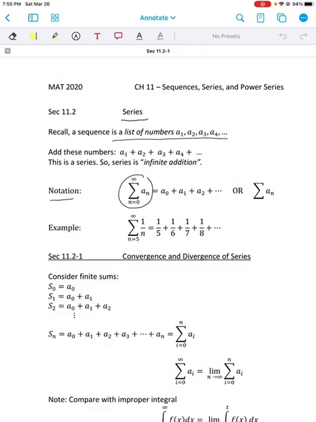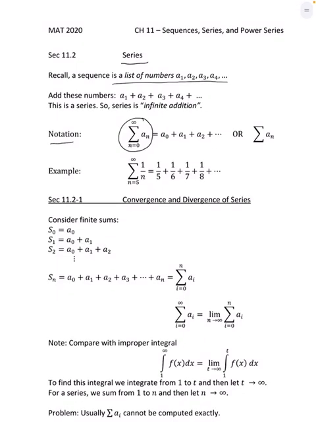Instead of the bracket or braces, we are using this summation notation because it's a sum. In general, the notation is the summation of a sub n, where n is going from 0 to infinity, or n could be going from 1 to infinity, or from any number to infinity. If we are using n equal to 0 to infinity, then the first term will be a sub 0, next will be a sub 1, a sub 2, and so on. That is what this summation notation means.